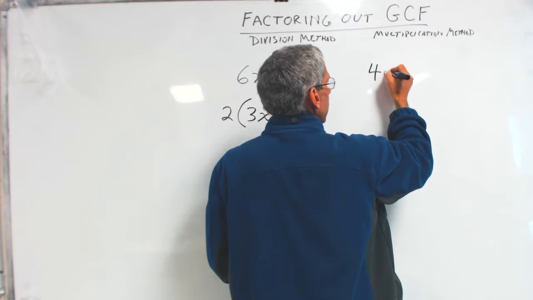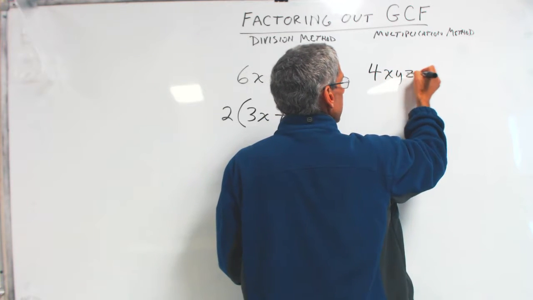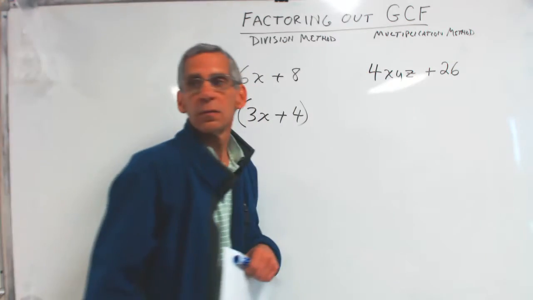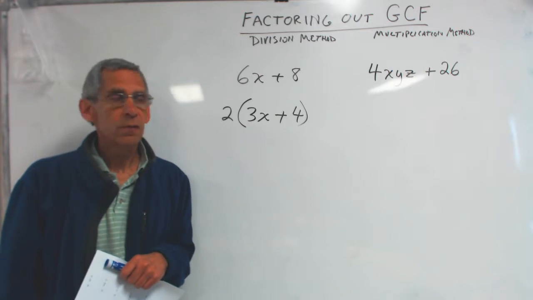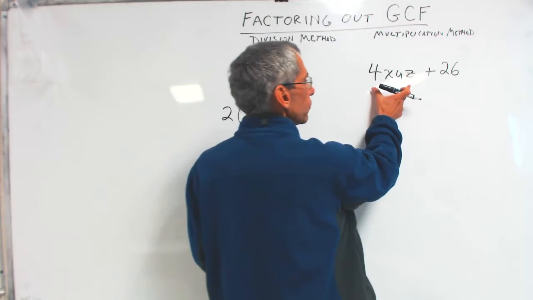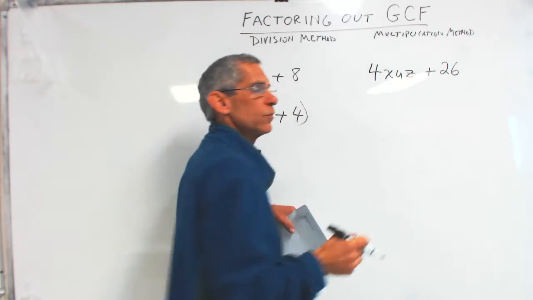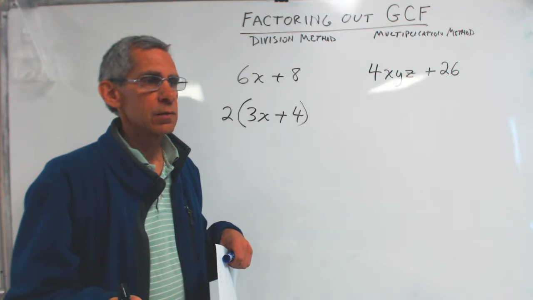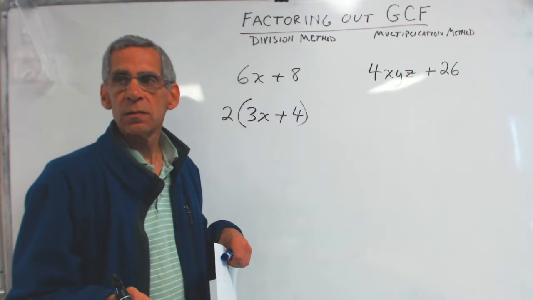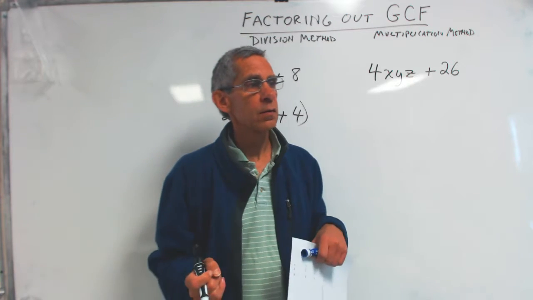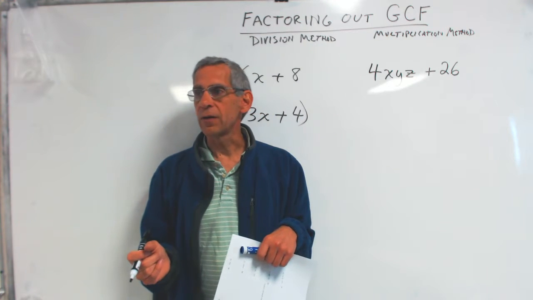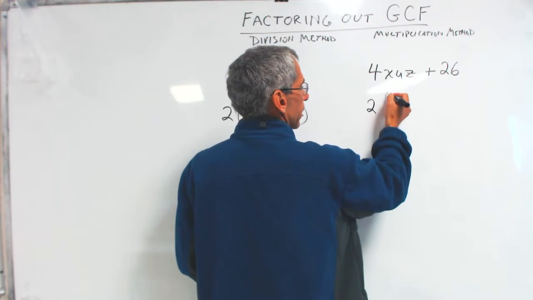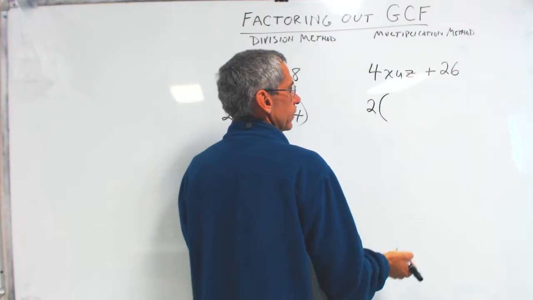4xyz plus 26. So I have two terms, 4xyz and 26. Does 4 go into 26? No, it doesn't. What's my greatest common factor? 2. And there's nothing else that's common. So what's my answer?